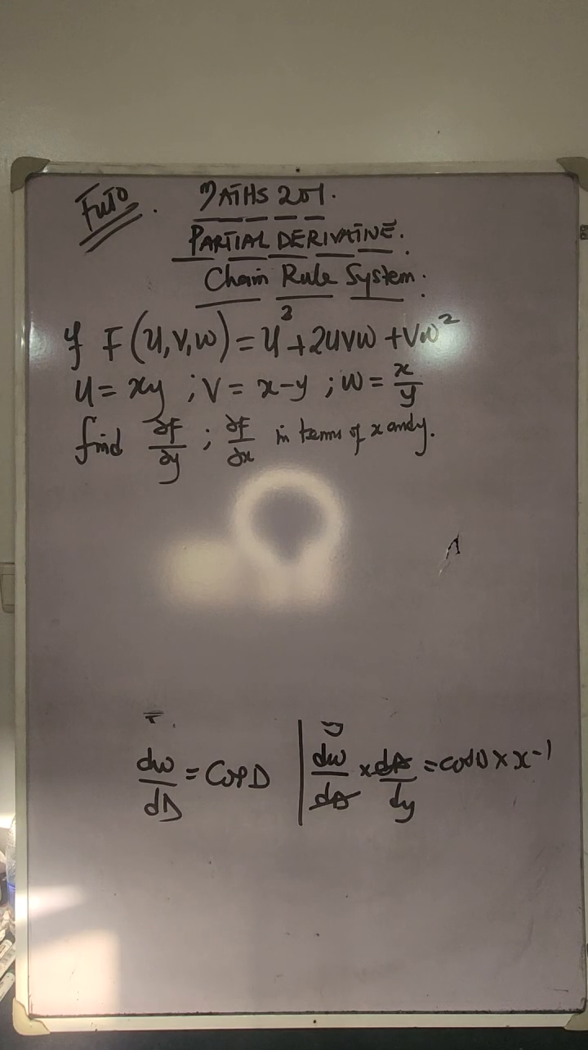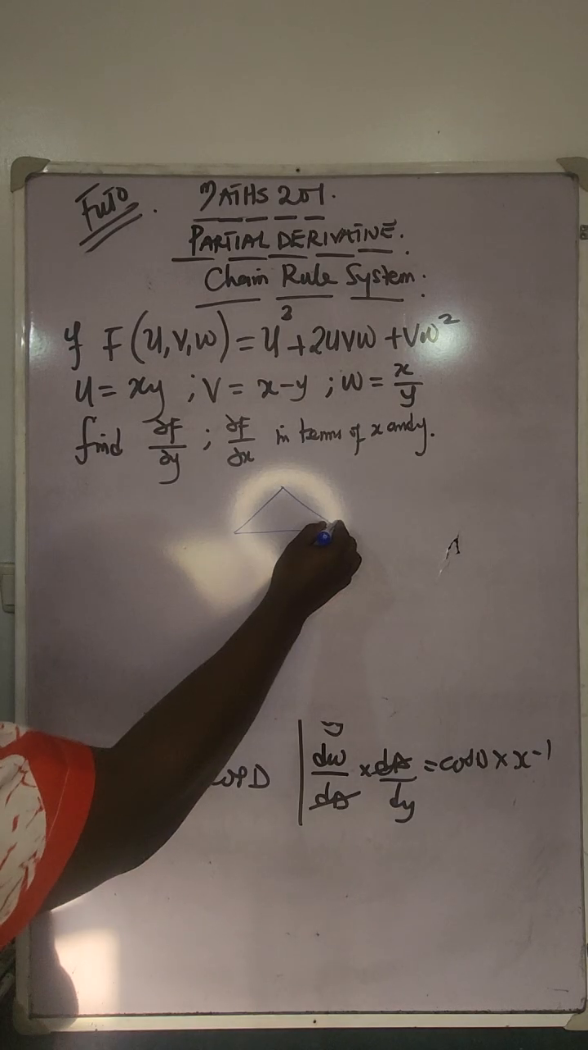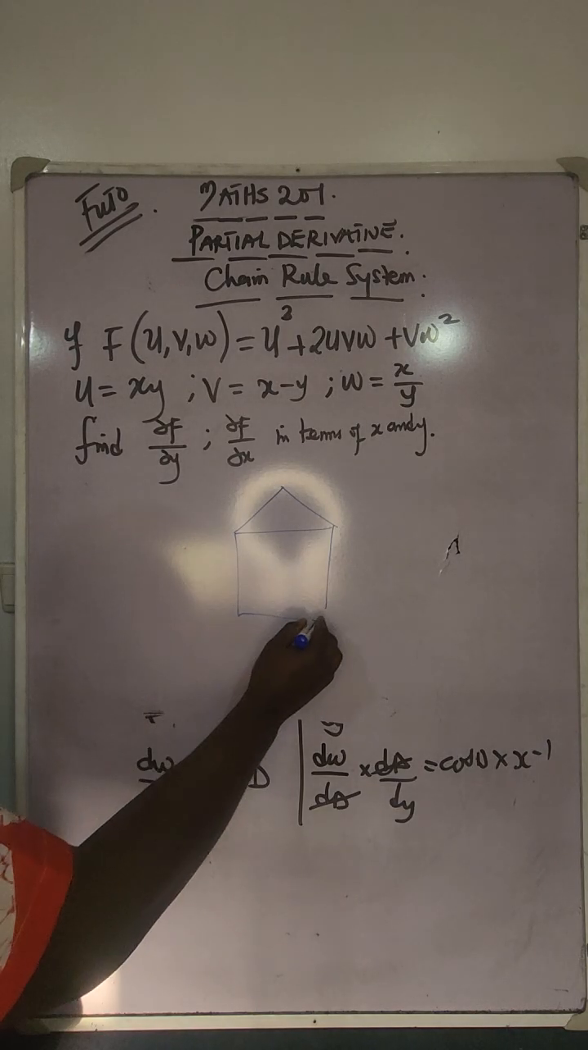So, what does it mean to say chain rule? All right. Let me explain using a house. Let's use a house as an example.